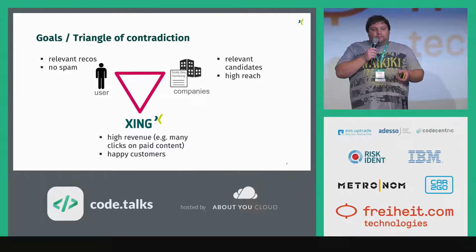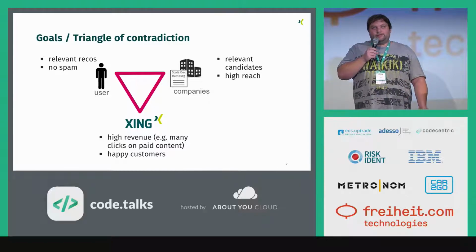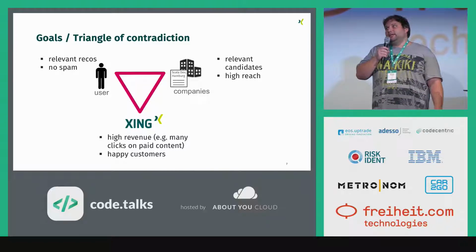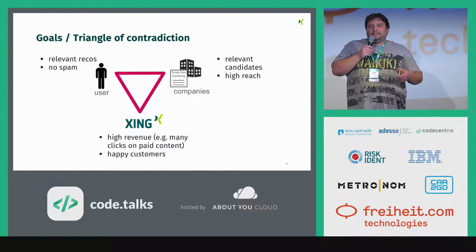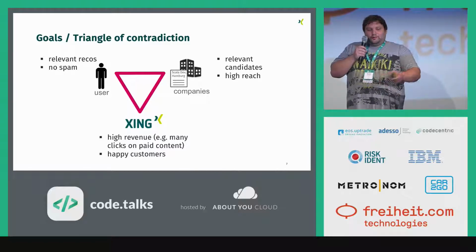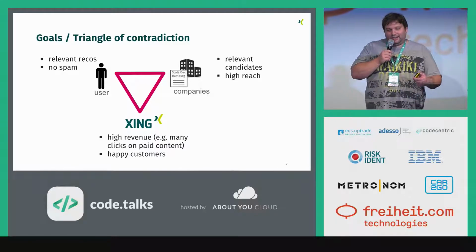And so why is this called the triangle of contradiction? Because sometimes for a user, we have to push a posting that maybe is not, let's say, the perfect posting, but it's a paid for posting, and then we can get a little bit of money if these guys click on it. And so whatever we do, we somehow have to optimize this triangle of contradiction.